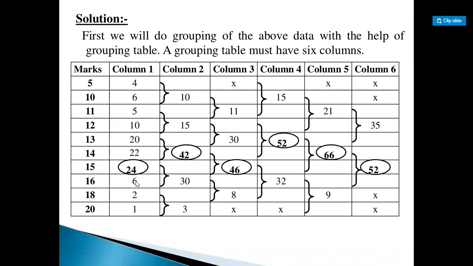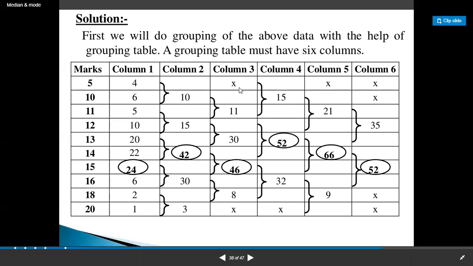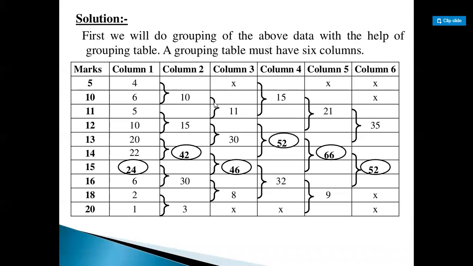Now in the third column, we have to leave the first frequency, and then we start calculating in twos. So 6 and 5 equals 11, 10 and 20 equals 30, 22 and 24 equals 46, and 6 and 2 equals 8. And the 1 is left remaining.